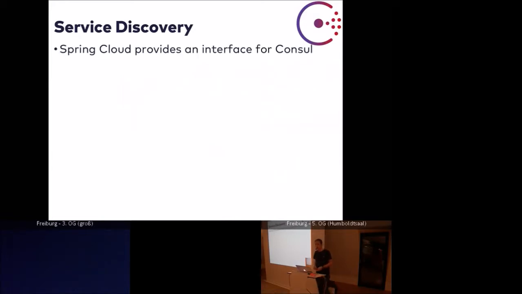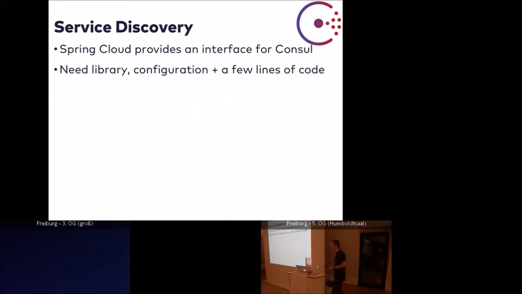How do I register my services? Well, in the case of Spring Cloud, there is an interface for Consul, and that's not very complicated. What I need is a library to support Consul, and I need some configuration. The configuration basically says this is the Consul server that you need to talk to, and then a little bit of other stuff. And I need a few lines of code. I'm actually not sure whether that's true. I think it's more like one line of code, basically one annotation, and then you're done. So that really sounds not too awful, because it's just one line of code and a little bit of configuration, so it's less than 10 lines in total.